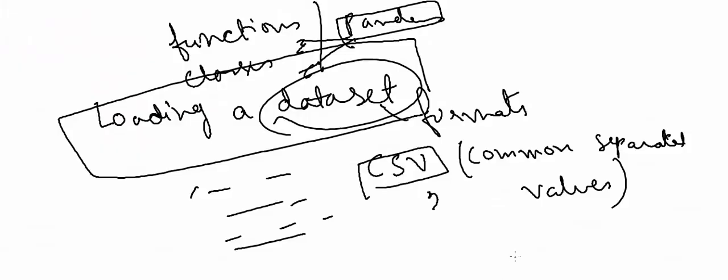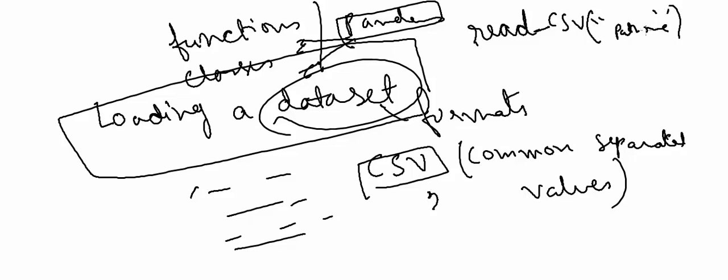To load this data using Pandas, we have to use a built-in function which is known as read CSV. Read CSV. Clear? Now this is the built-in function which is used to load a CSV file. In its simplest form, this particular function takes one argument, which is the full path name of the file. That's all. And there are some other arguments which we will encounter later on.